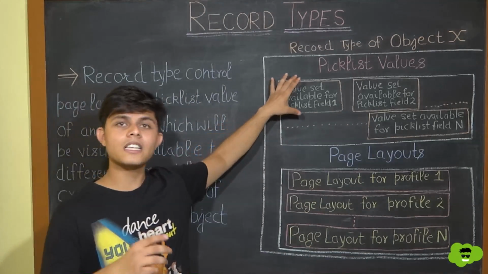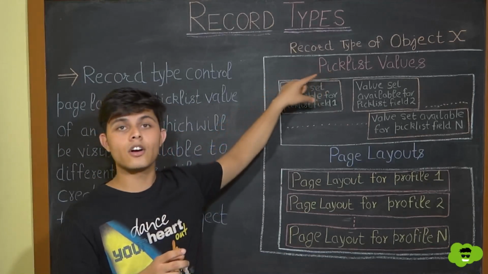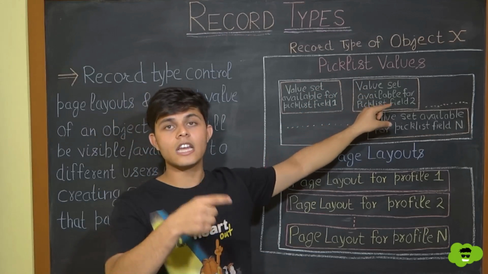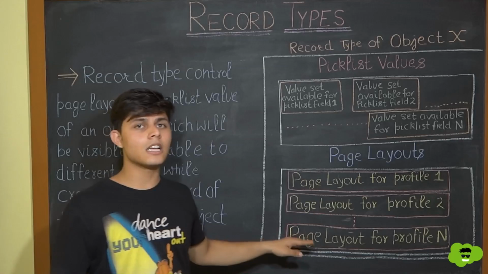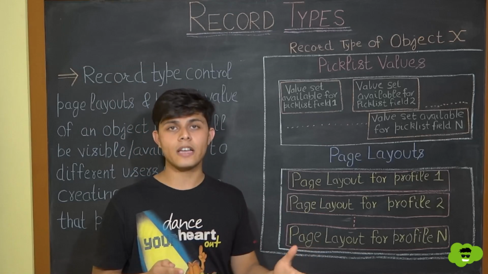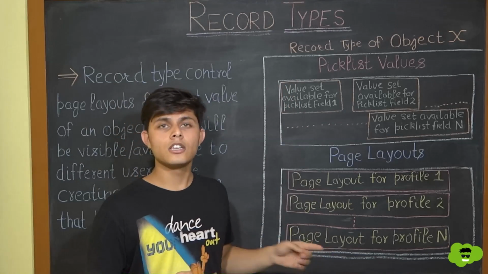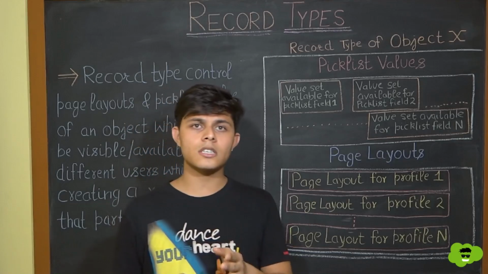So we can control the picklist value set on the record type for every picklist field on that particular object. Same goes with the page layouts. We can have different page layouts assigned to different profiles on a single record type. So we can control both of these things on a single record type.